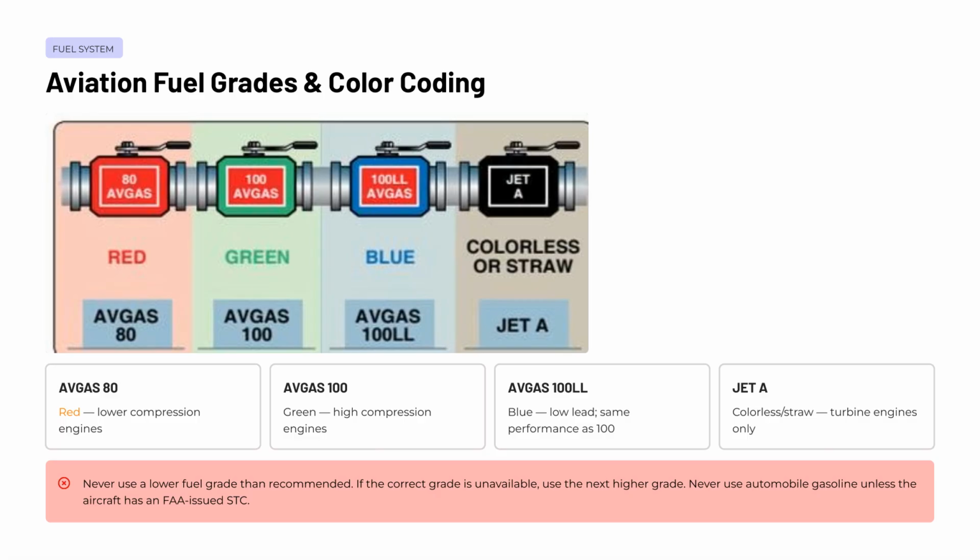If the correct grade is simply unavailable, you may use the next higher grade as a temporary measure, but always consult the pilot's operating handbook and return to the approved grade as soon as possible.